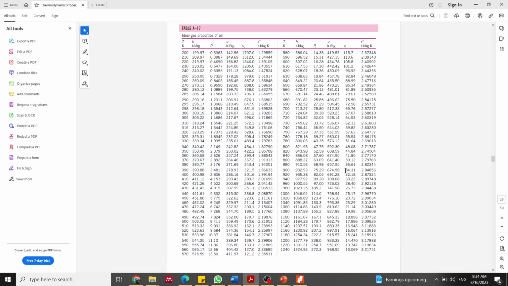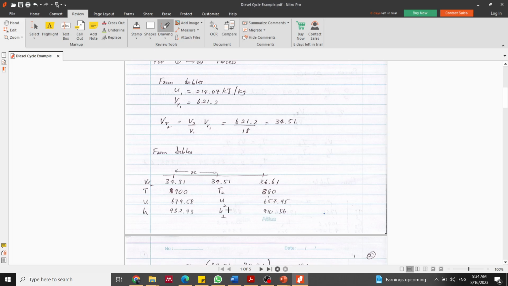So we have here 34.51, this one, between these two, 36.61 and 34.31. So it should be in between this one. Therefore we can get that value, temperature 880 and 900, and also the H value, we are interested in H value, right? 910 and 932. So we can extract these values. These are the temperature, enthalpy, and entropy, internal energy and enthalpy.